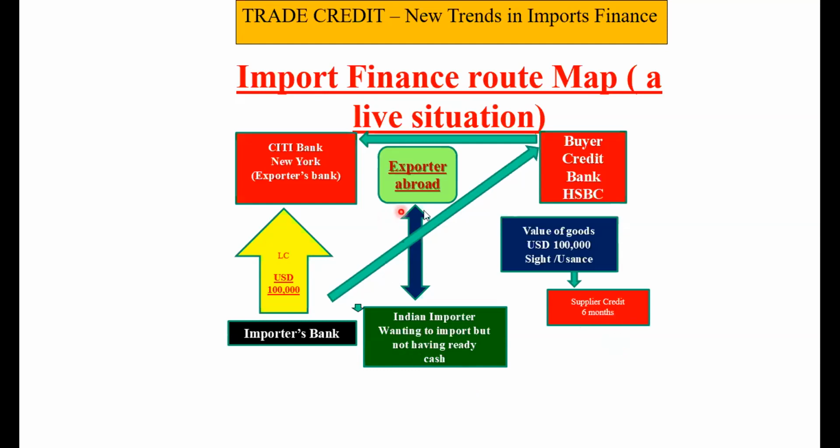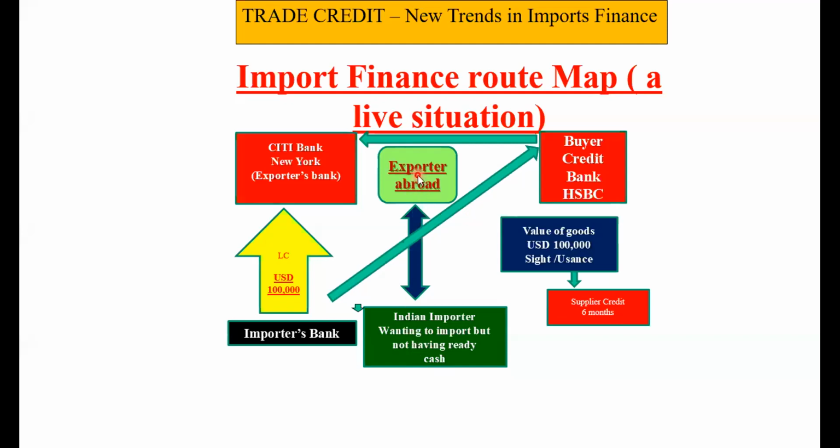Now, this exporter has given 6 months credit, and the value of the goods is $1 lakh. $1 lakh means, at today's exchange rate, 78 lakh. It can be on sight also, USANs also. He has given 6 months. When it is on sight, there is no supplier credit because immediately he is going to pay. Now he is going to pay after 6 months, so that is why this transaction is called supplier credit.